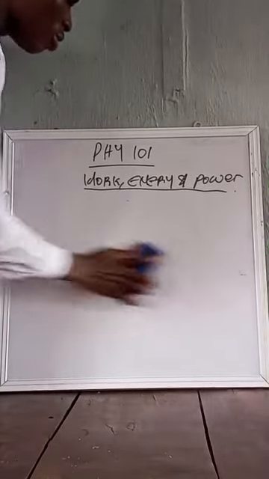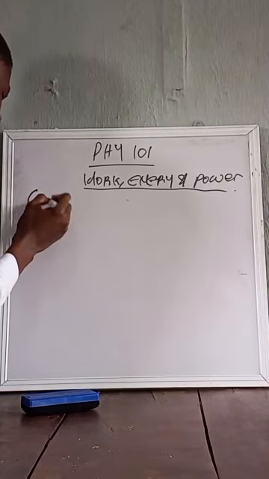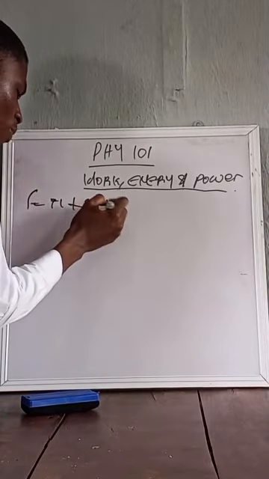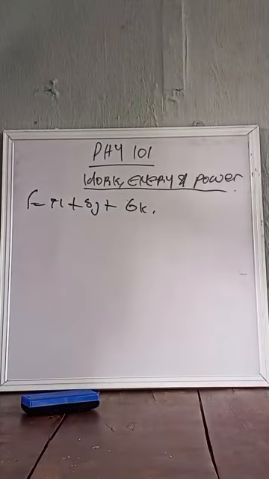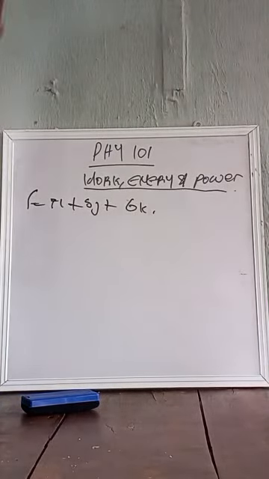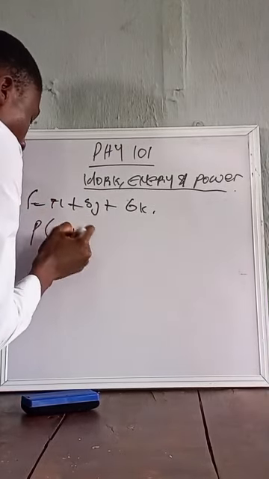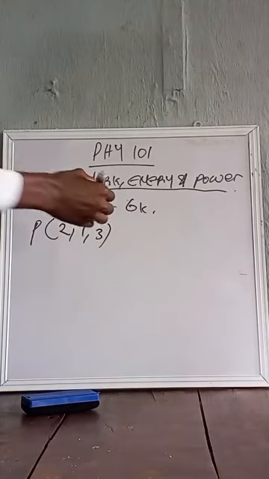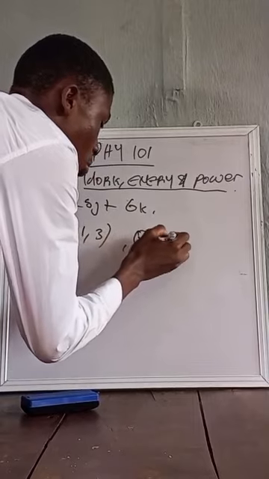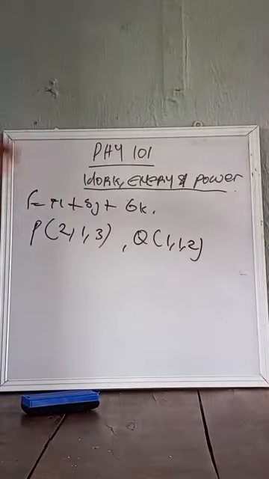If they say calculate the work done, given that your force is equal to 7i plus 5j plus 6k, in a displacement between two points, let's take the first point to be P, equal to (2, 1, 3), and the other point is Q, which is (1, 2). If you see, this particular question is very easy to understand.